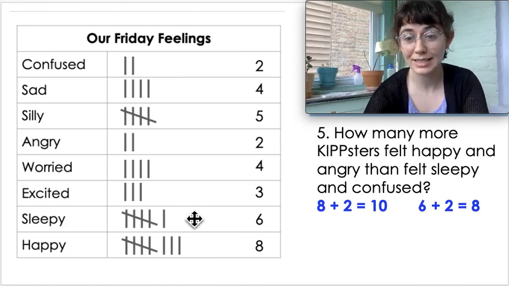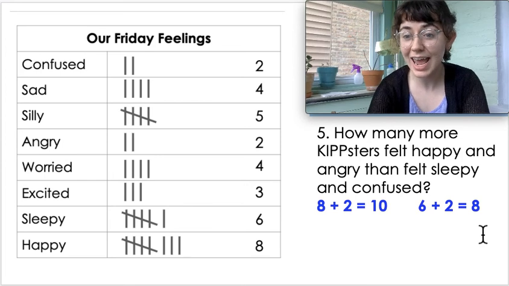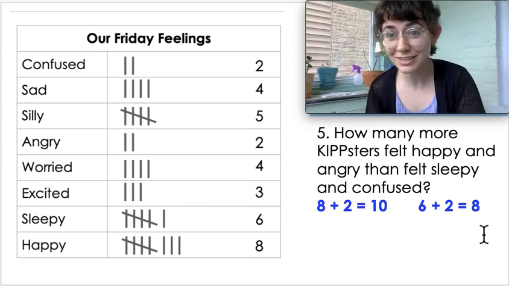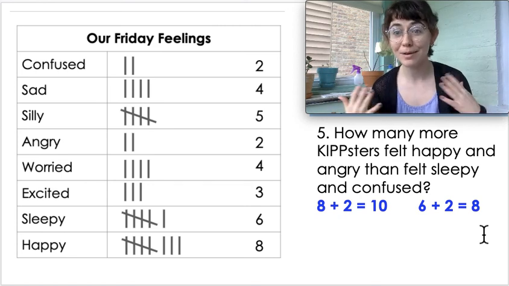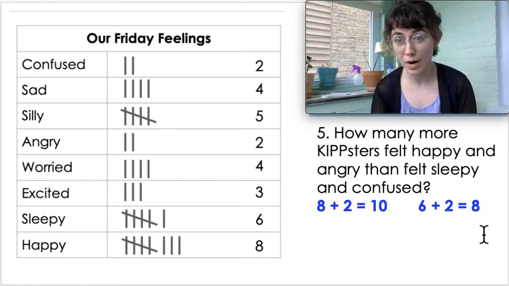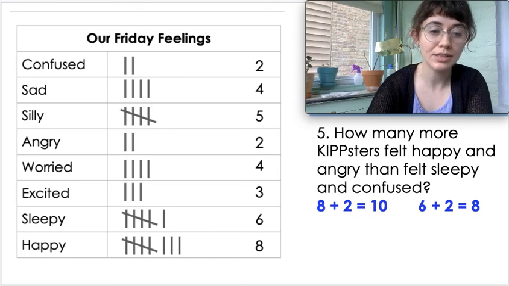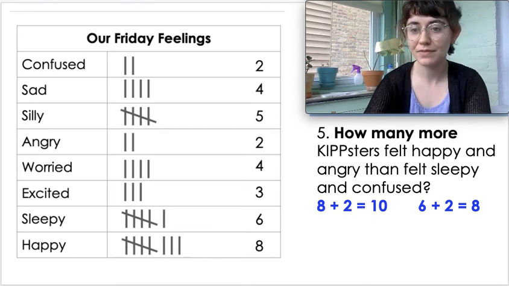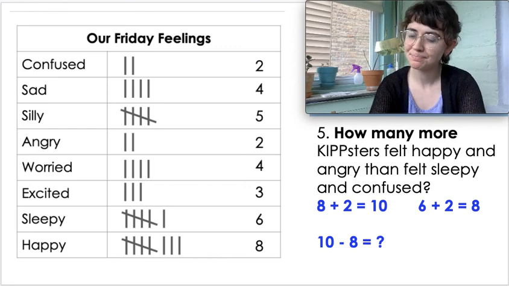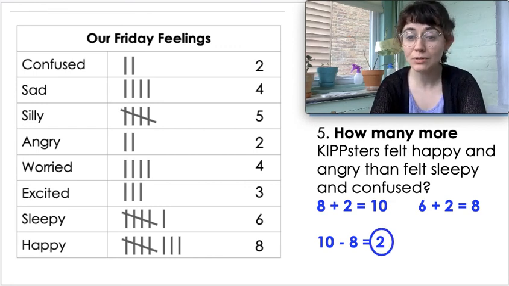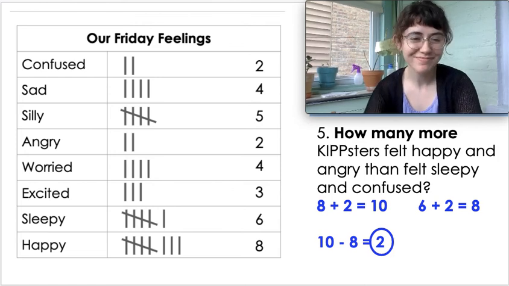Now I'm going to take that 10 and take that 8, and I'm going to write a subtraction sentence. Because overall, this question is asking us to compare, because it's saying how many more. So 10 minus 8. How many more means subtract. So 10 minus 8. 10 minus 8 is 2, so that is our answer. 2 more KIPPsters. Let's keep going.